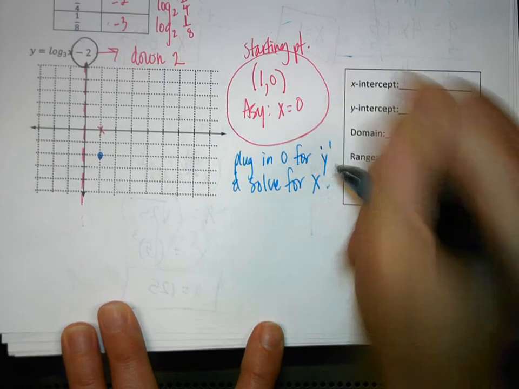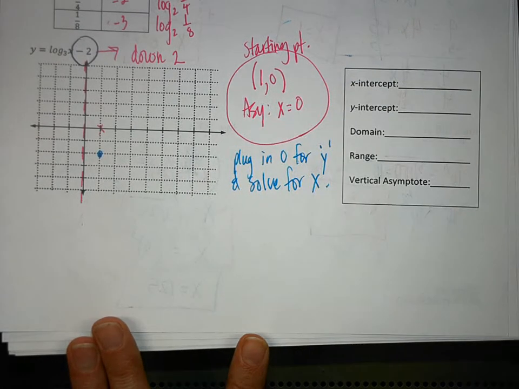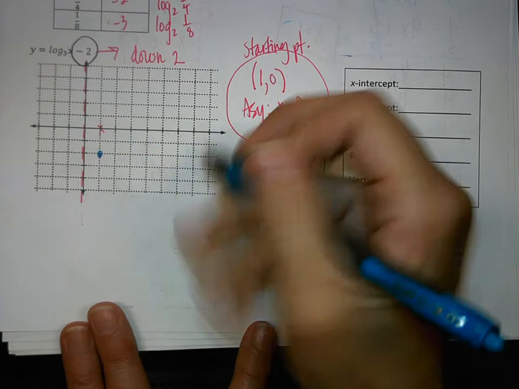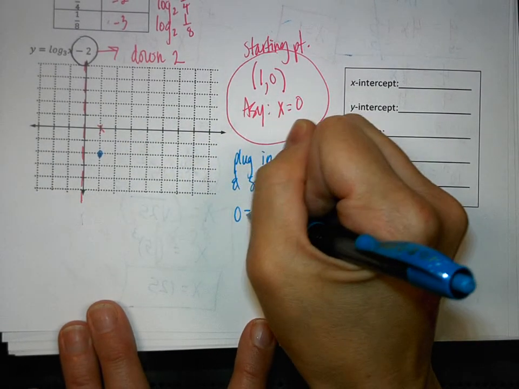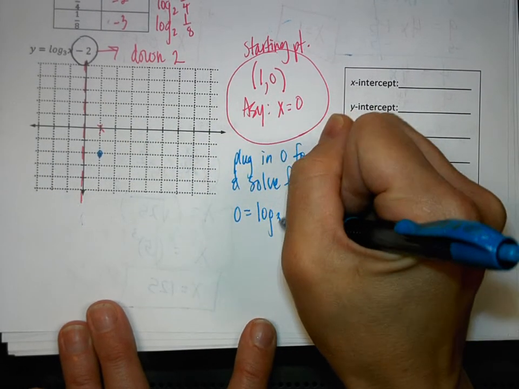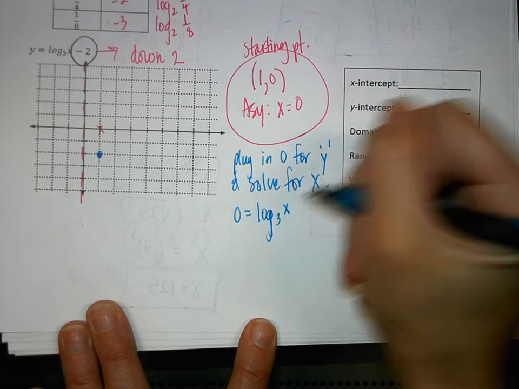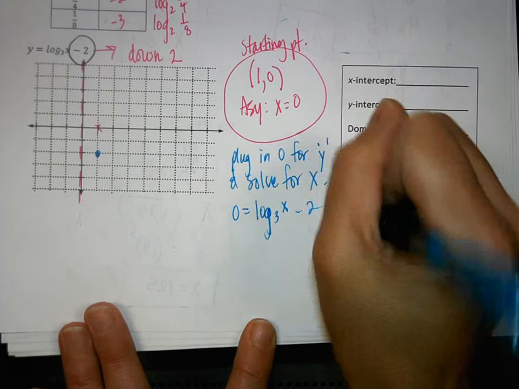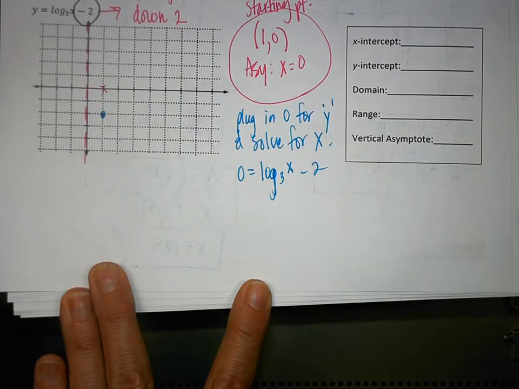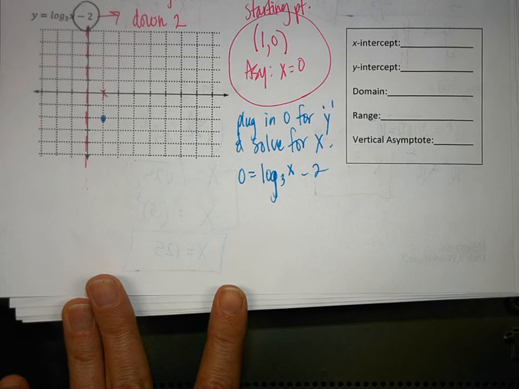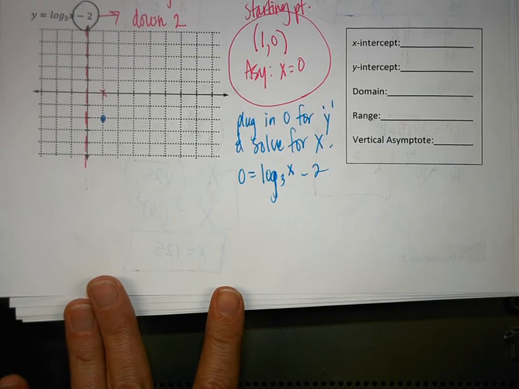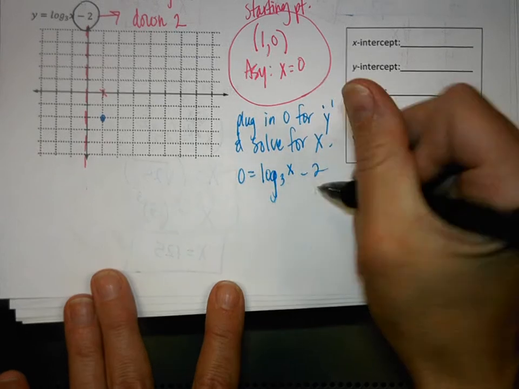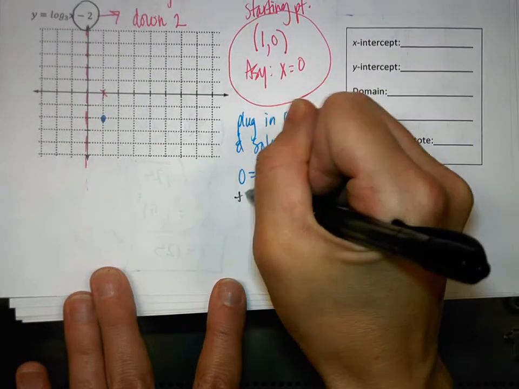Do you guys remember that? Something else we've been doing this whole year. So I would write this as 0 equals log base 3 of x, I don't know what that was, minus 2. And what would I do? How would I get the log by itself? Let's start by adding 2 to both sides. Well done.